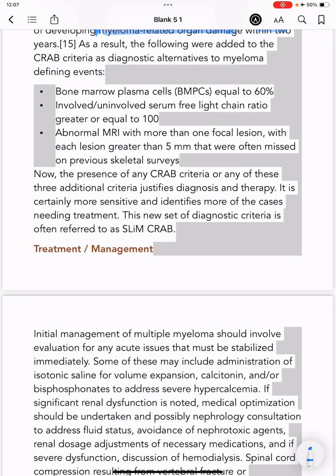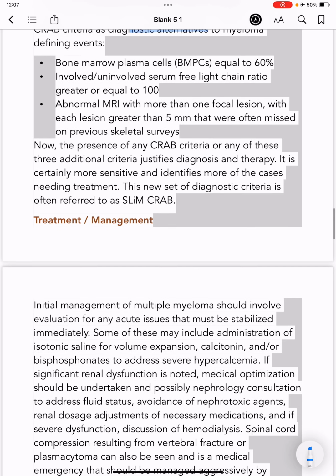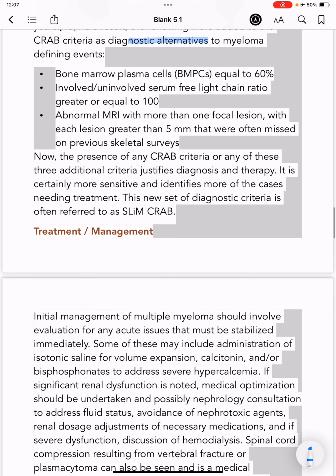As a result, a few other criteria were added to the CRAB criteria as diagnostic alternatives to myeloma defining events. So what are the other criteria? Bone marrow plasma cells greater than or equal to 60%, if you do a bone marrow aspiration and biopsy.